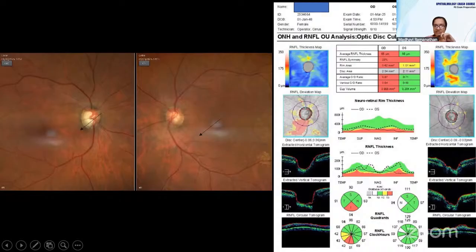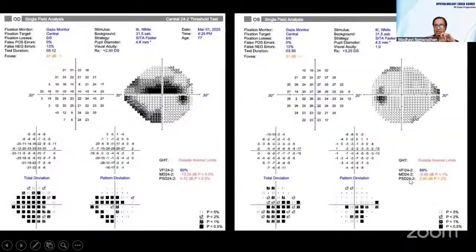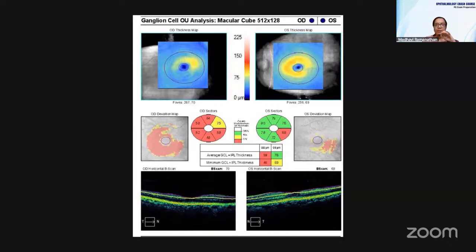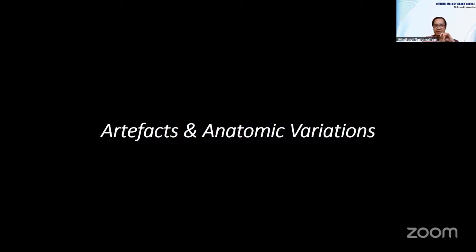Always look at the signal strength also before jumping into any conclusion. However, one point to be noted here is that the left eye is also showing some areas of RNFL loss, though that is not seen in the OCT here. But look at the field, it shows some area of defect. While when you look at the ganglion cell analysis, it is clearly depicted here. So always correlate structurally and clinically with OCT.